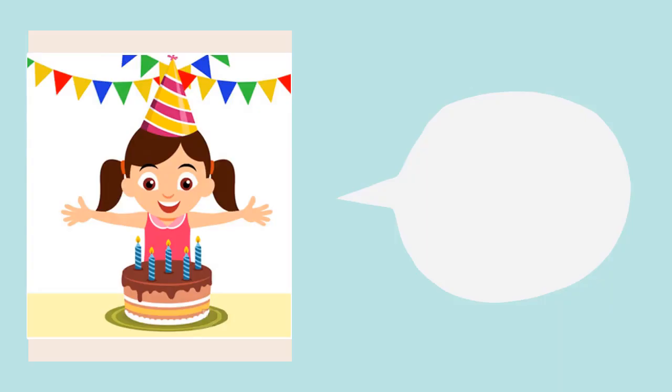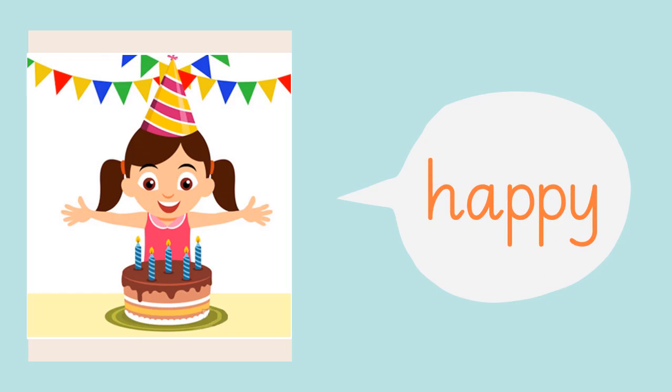Look at the picture. What do you think? The girl is happy or sad? Yes, the girl is happy because it's her birthday today. What do you think? The boy is happy or sad? Yes, the boy is sad. Why the boy is sad? Yes, because he broke his toy.